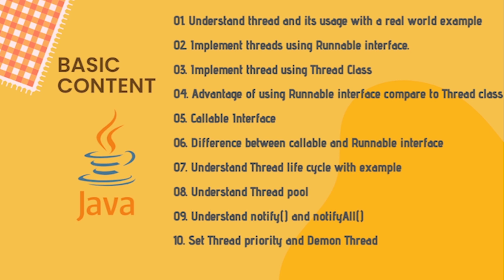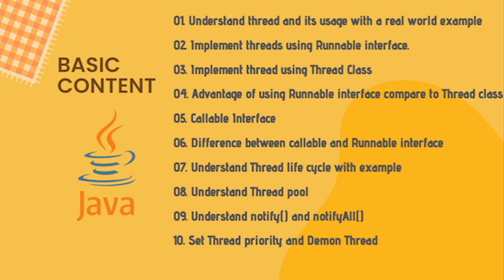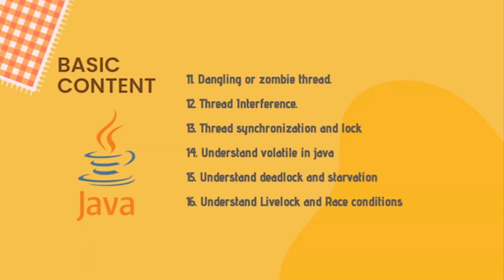Understand thread lifecycle with example. Understand thread pool. Notify and notify all. Set thread priority and daemon thread. Dangling or zombie thread. Thread interference. Thread synchronization and lock. Understand volatile in Java, understand deadlock and starvation, understand livelock and race condition. So these are the basic content.